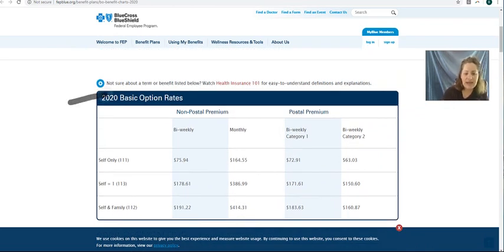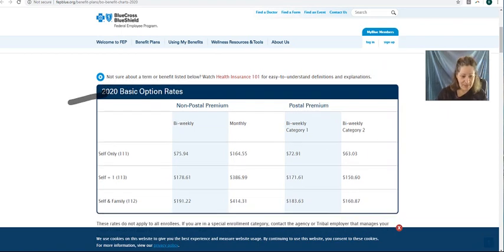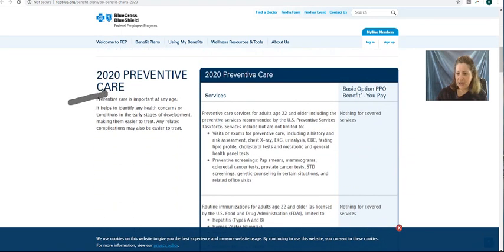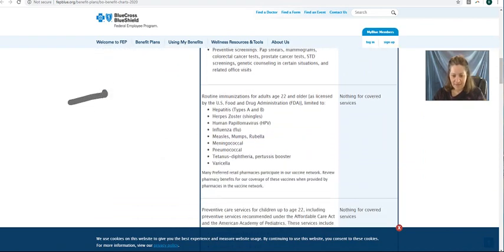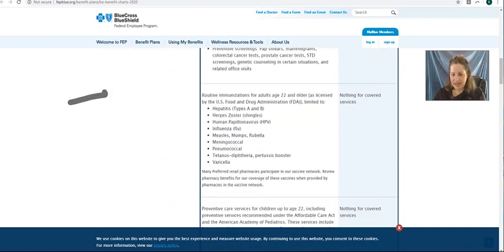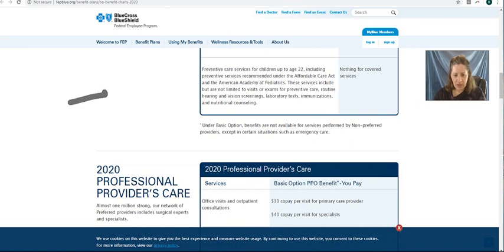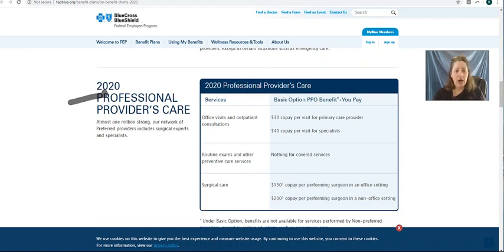Here's our basic rates. And so this first part doesn't matter. That's what I pay to have the insurance. But then here's our care. Here's preventive care, routine immunizations, provider care. Here's a whole bunch of copays and things. Okay. So if I have a surgery in a doctor's office, it's going to be $150 is what I'm going to owe. But if it's in a non-office, like I go to the hospital, it's $200.